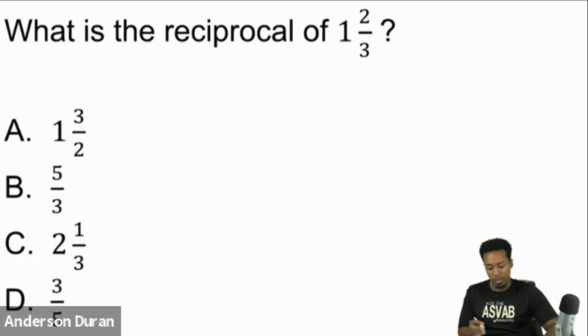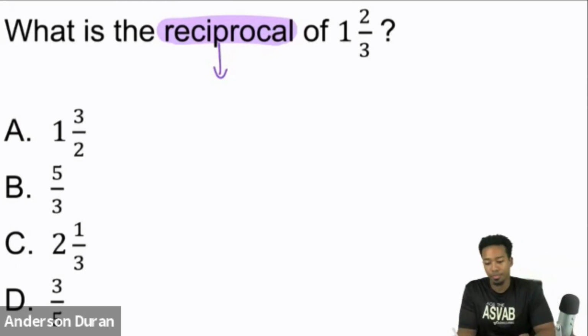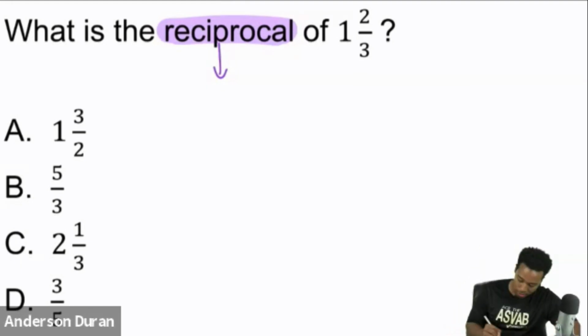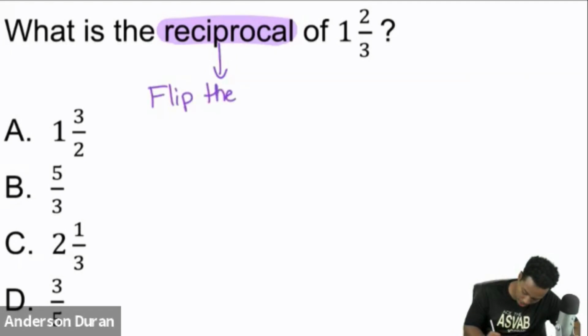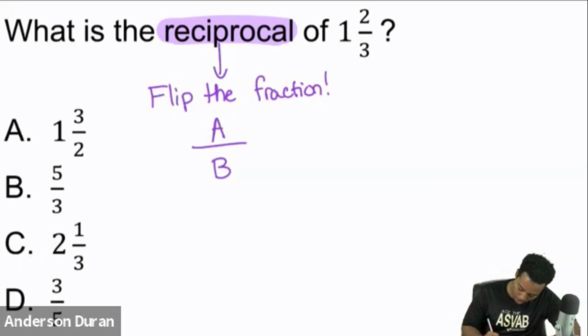All right, everybody, define that term for me. What does reciprocal mean again? Flip it. That's right. Flip the fraction. So the reciprocal means flip the fraction. So if we're looking at something like A over B, I'm just putting some letters in there to make a little sense here, you're literally going to flip it, and that's going to turn into B over A.